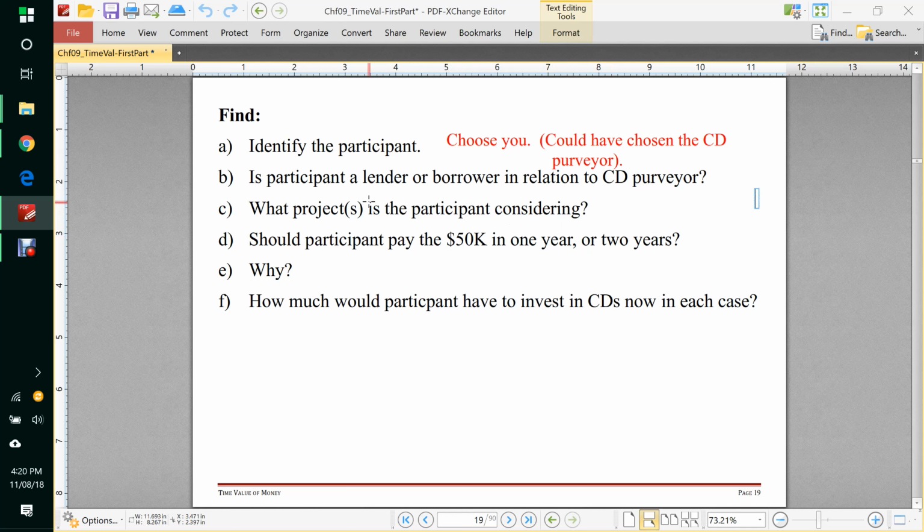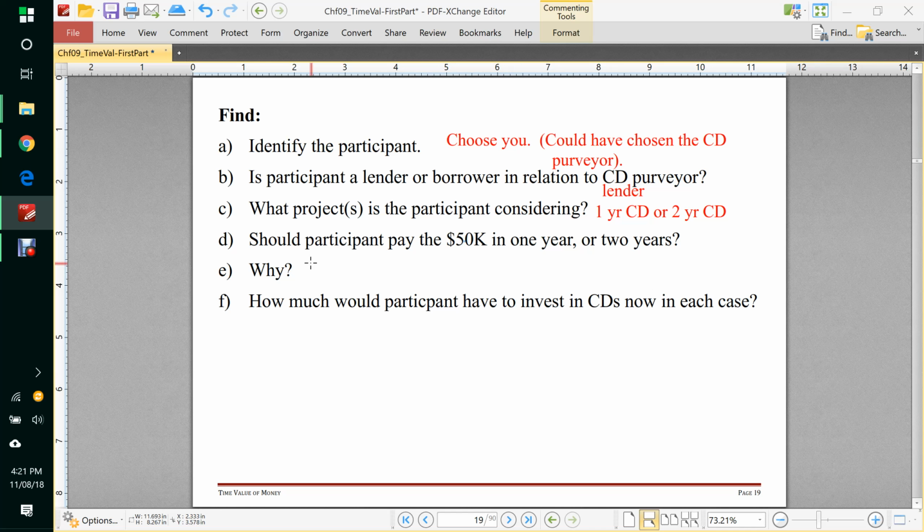Okay, is the participant a lender or borrower in relation to the CD purveyor? Well, you're going to be a lender because you're going to give them your money for 1 year or 2 years. Absolutely. So what projects is the participant considering? 1 year CD or 2 year CD. So you're going to do one project. You're either going to buy a 1 year CD from this bank or a 2 year CD. And should you pay 50,000 in 1 year or 2 years, and why?